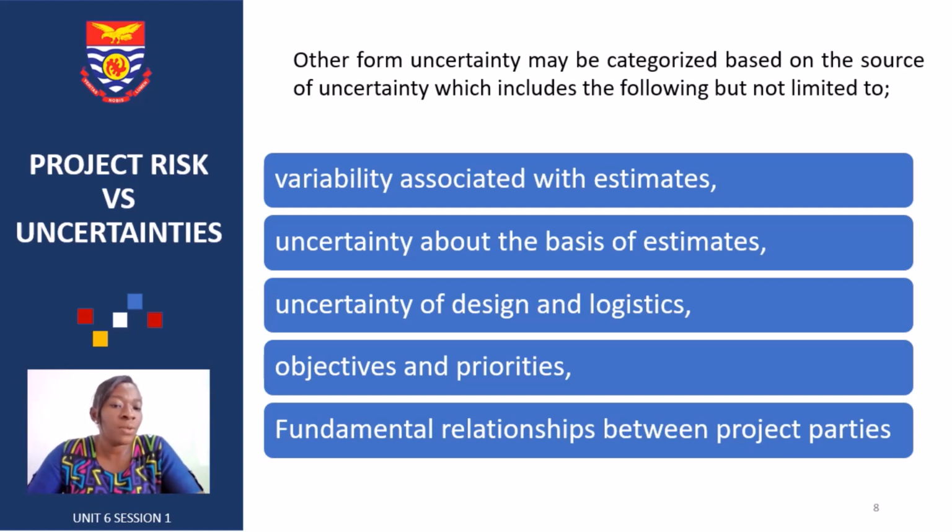Uncertainty when it comes to the objectives and the priority, especially for complex projects where you may have one main goal or objective, but then a lot of sub goals or objectives. Sometimes prioritizing and letting people know which one is more important or which one needs to be solved before the other can become a challenge as well. And then the fundamental relationship between the project parties or stakeholders also can come with uncertainties.